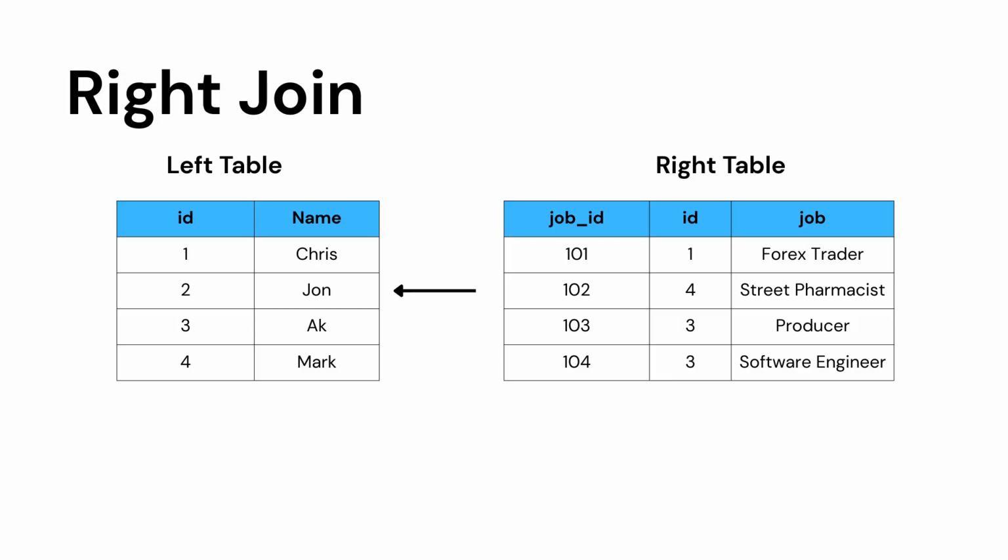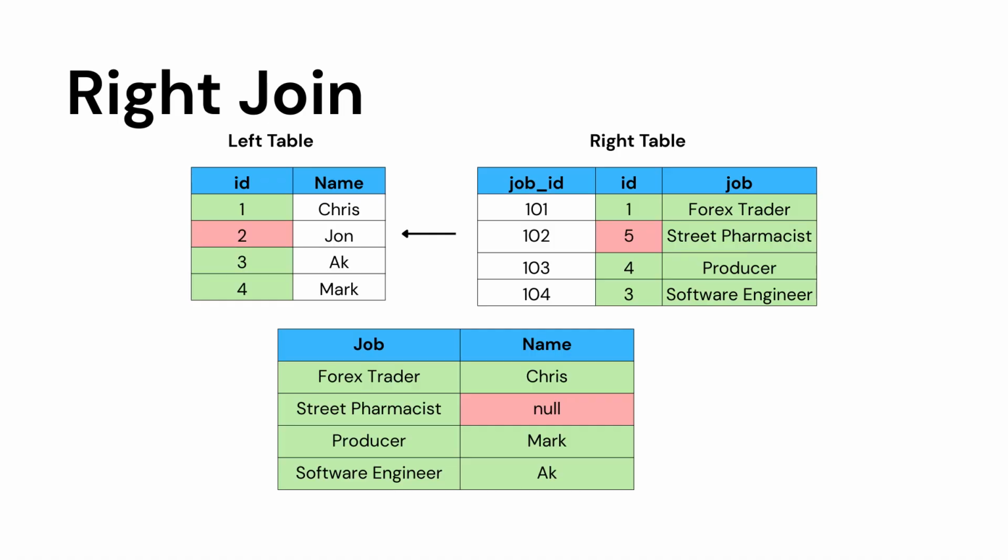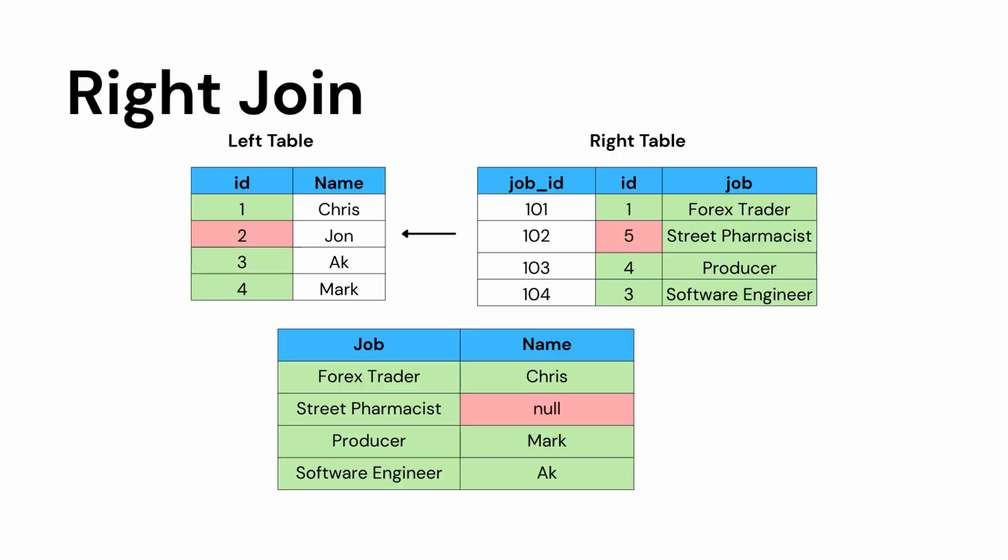And we already know, since it's a right table and it's a right join, all these jobs are going to be there regardless, no matter what. We're joining this on ID, and we see ID 1, 4, and 3 are in both tables, so we know that they're going to find a match. The names associated with those IDs are going to be there with whatever job they got. We have Chris there, we have Mark, and we have AK there with their jobs.